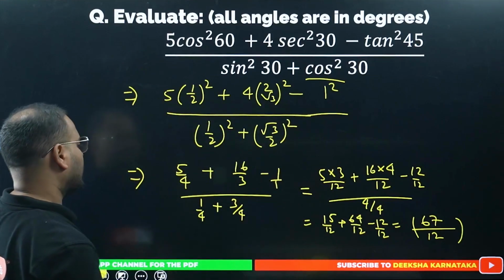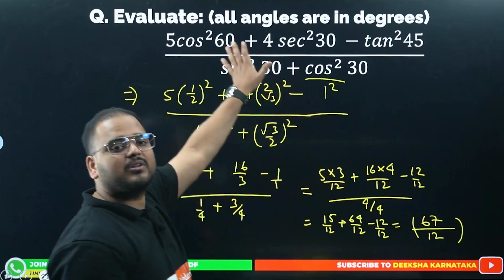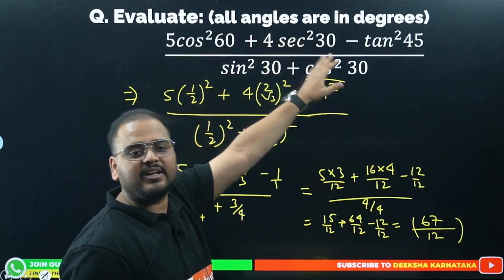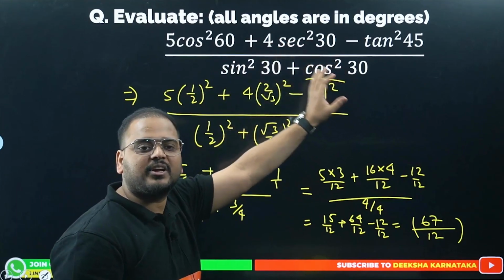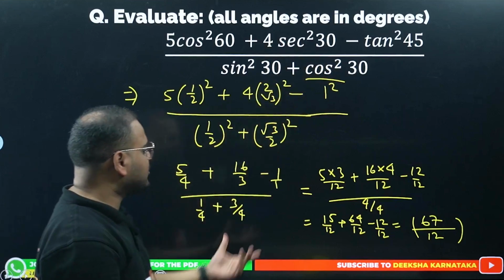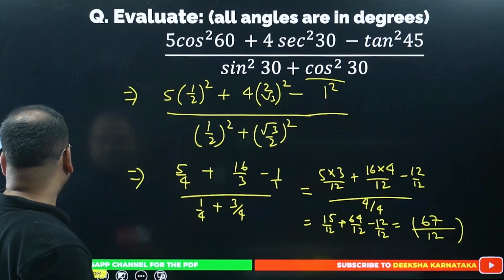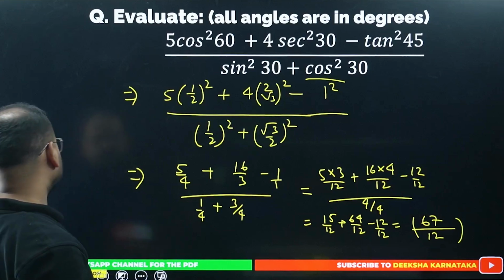Okay. Nothing else we did. Put the values of cos 60, sec 30, tan 45, sin 30 and cos 30, and square them where the square is written. Multiply with 4 and 5 as the coefficients. Simplify it by taking LCM and this is your answer.